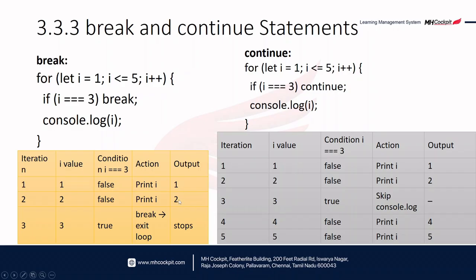Okay. And then that output will be 2. Okay, fine. Now in the third iteration, what is happening? The I value will be 3 and the condition is satisfied. I is 3, right? So condition satisfies. That is why the condition is true.